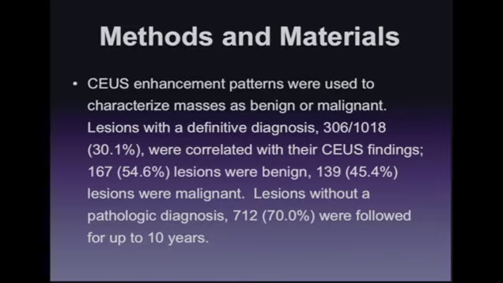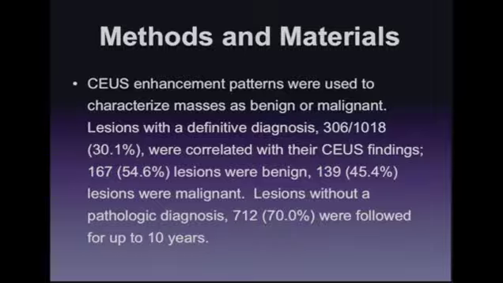The contrast-enhanced ultrasound enhancement patterns were used to characterize masses as benign or malignant. Lesions with a definitive diagnosis, by that I mean they were biopsied or a definitive diagnosis was able to be made on MR and CT, such as macroscopic fat in the lesion as an angiomyolipoma, we had 306 out of the 1,018 lesions, or 30%. These were correlated with their ultrasound-enhanced findings. We had another 167 lesions that were benign in that category, and we had 139 lesions that were malignant.